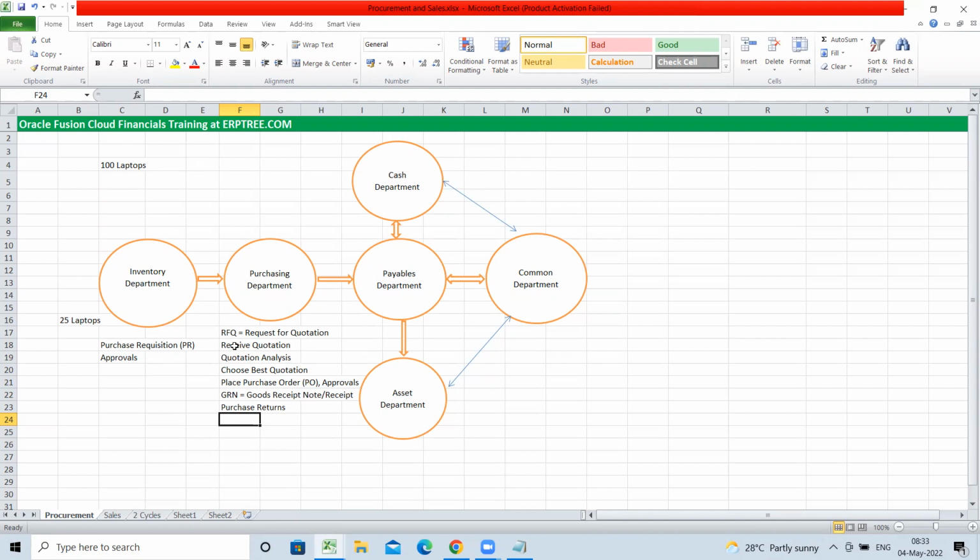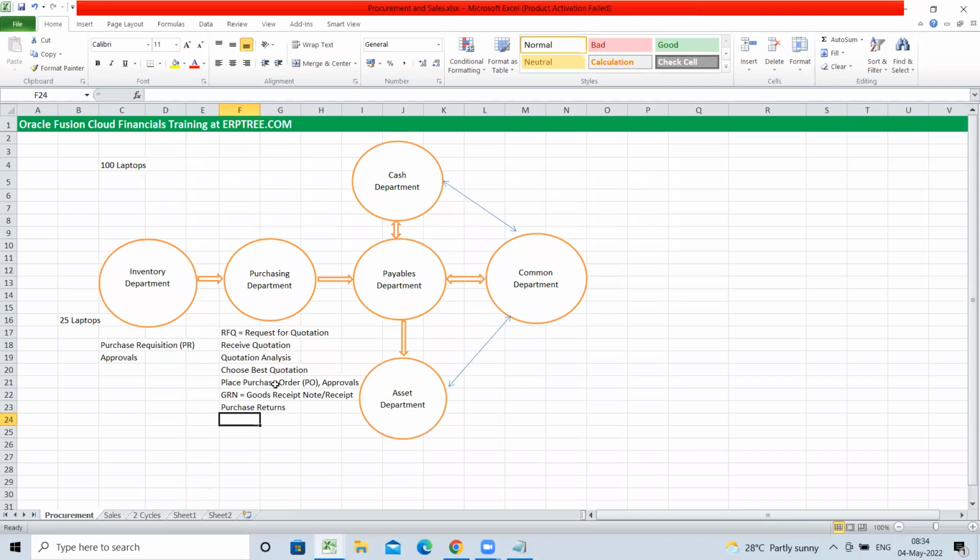Then suppliers will respond. That means we will receive quotations from the suppliers. After receiving the quotations, we have to do the quote analysis. Quote analysis is nothing but checking who is providing the best price and the best terms. Finally, we choose the best quotation and place the order with the supplier. Before we place the order, internally we have to get approvals for the purchase order.